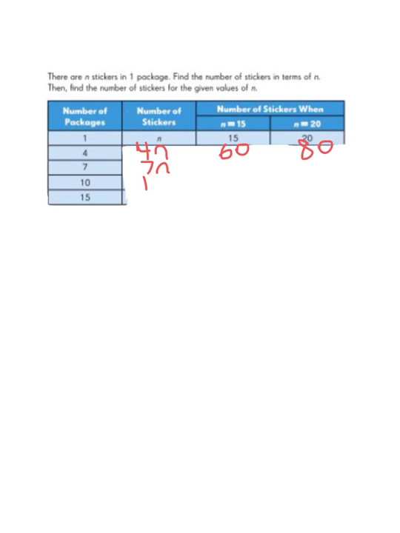10 packages would be represented as 10n. You would do 10 times 15 and 10 times 20 to get your answers. And 15 packages would be represented as 15n stickers. And then again, here you would do 15 times 15 and 15 times 20 to find out how many stickers you have in all 15 packages.